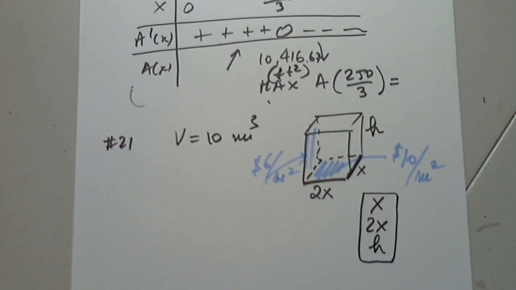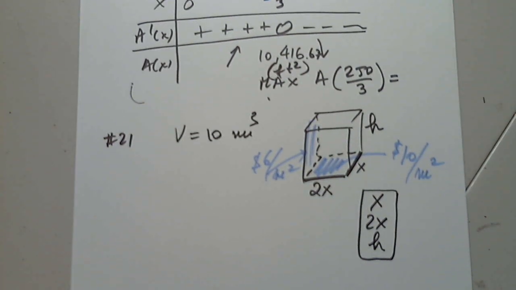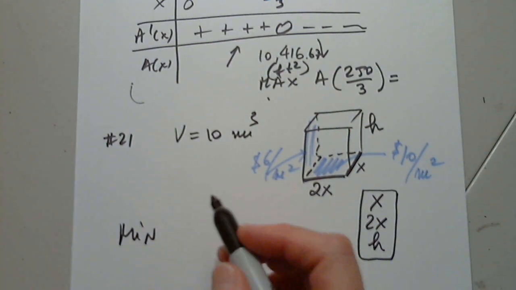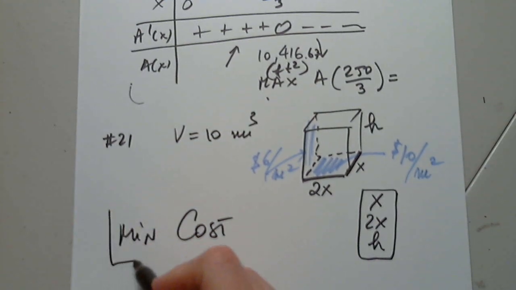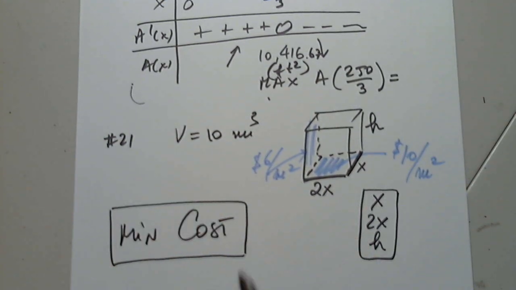What are we asked to find? Optimization. Minimum. Yes, minimum what? Cost. Yes, minimum cost. Very good, awesome. That's what we are asked to find.